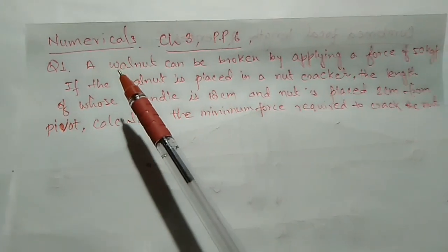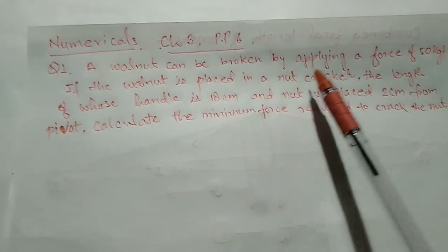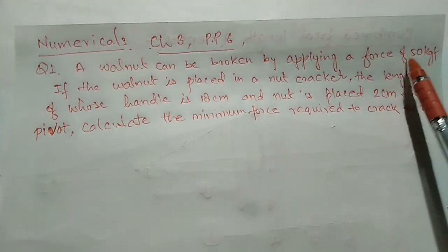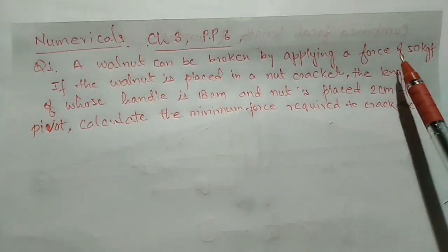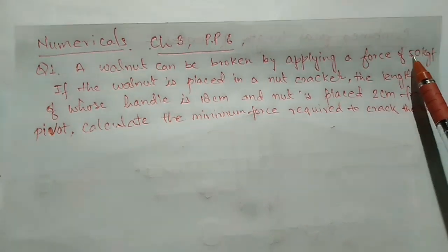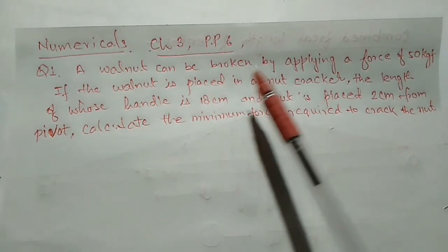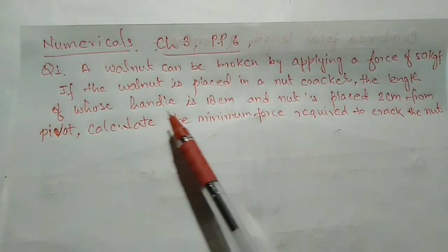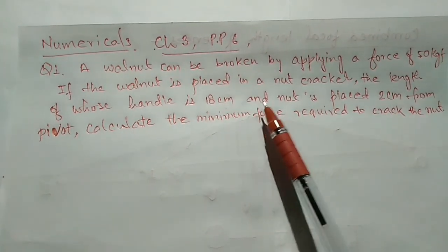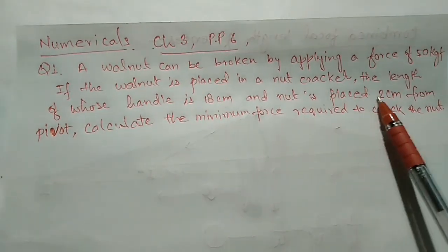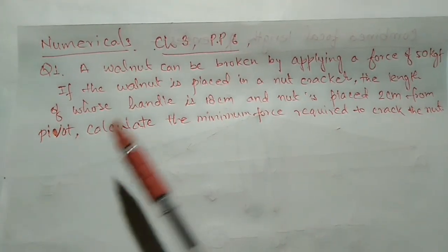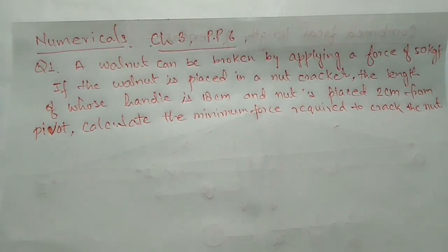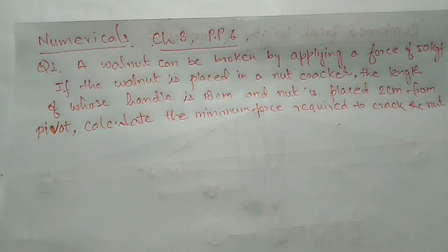The question says, a walnut can be broken by applying a force of 50 kg. It means without any machine, this can be broken by 50 kg of force. Now, if the walnut is placed in a machine, that is a nutcracker, the length of whose handle is 18 cm and the nut is placed at 2 cm from the pivot, calculate the minimum force required to crack the nut. Let's draw the diagram for this nutcracker.